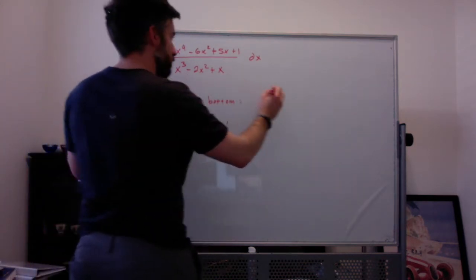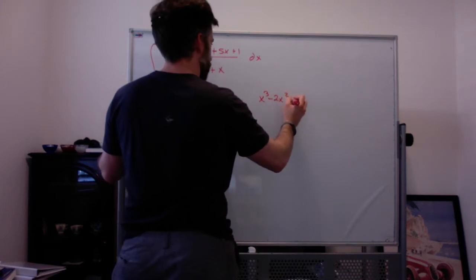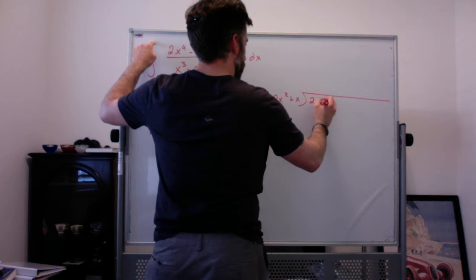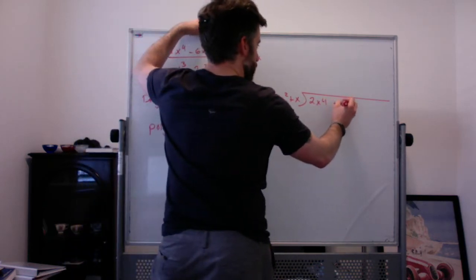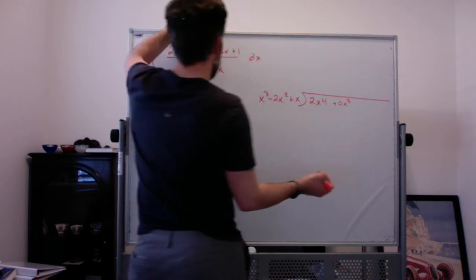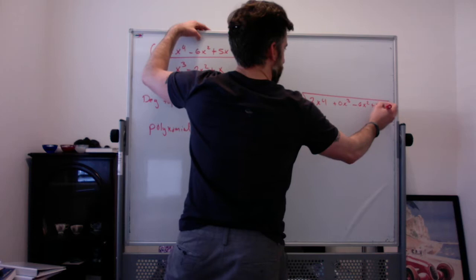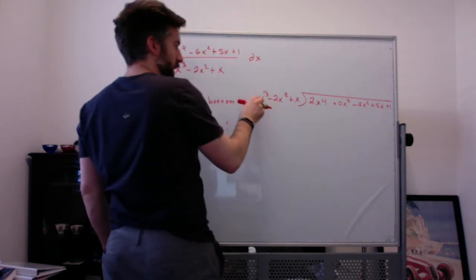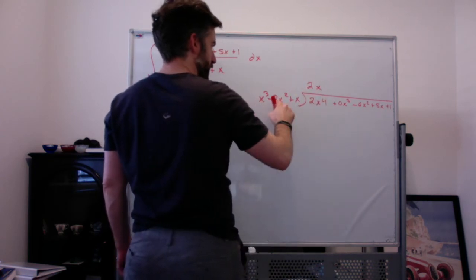So I'm going to do x cubed minus 2x squared plus x divided into 2x to the fourth. Now I notice I don't have an x cubed term, so I write 0x cubed to help keep my places in line, minus 6x squared plus 5x plus 1. And then I say, what do I multiply by x cubed to get 2x to the fourth? 2x, and then multiply that by each of these things.